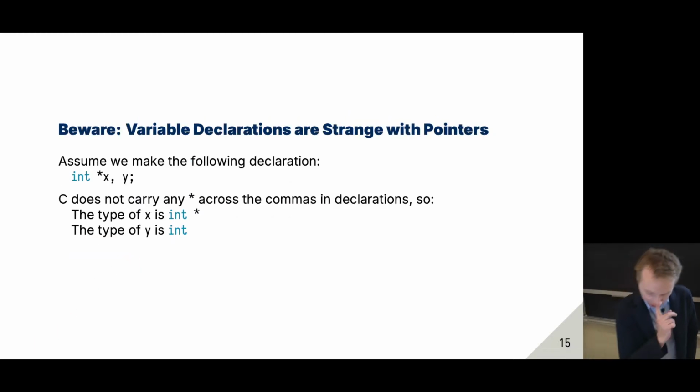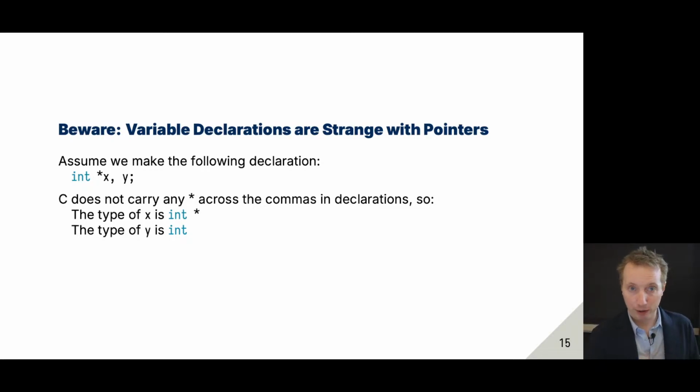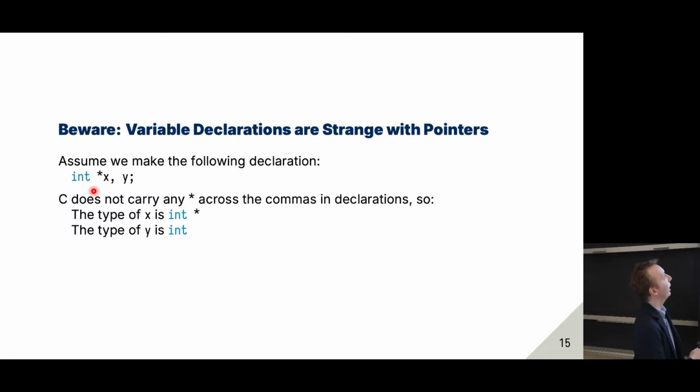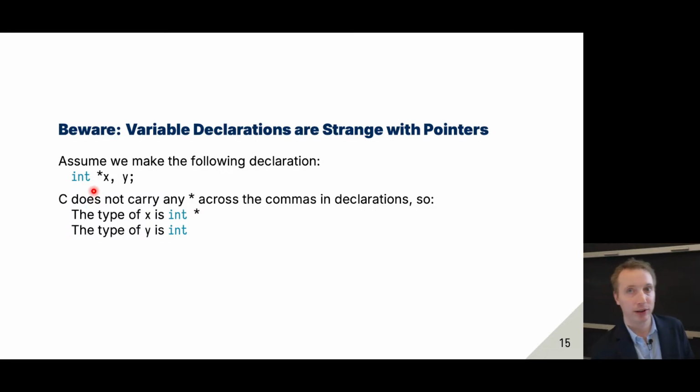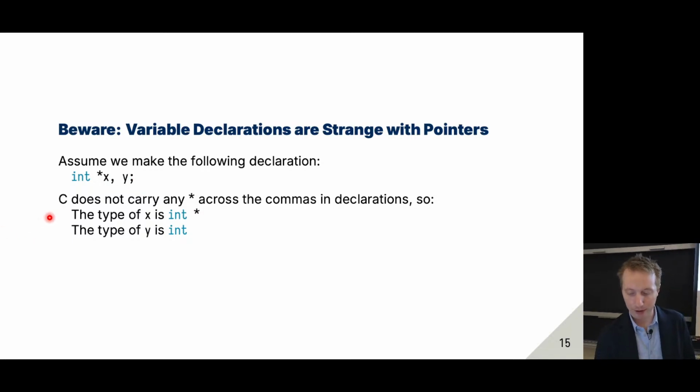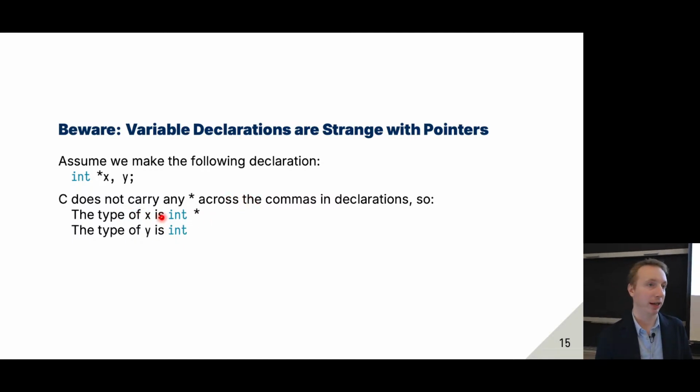All right, we have some more questions with some more weird stuff. Don't worry, we'll do some more weird stuff. But also, beware, variable declaration rules are also strange with pointers. If I do int star x comma y, you might think that I get two pointers, one called x and one called y. Well, turns out in C, just to make your life difficult, it does not carry the star across commas. So the type of x is actually a pointer to an int, and the type of y is just a plain int. It is not a pointer.